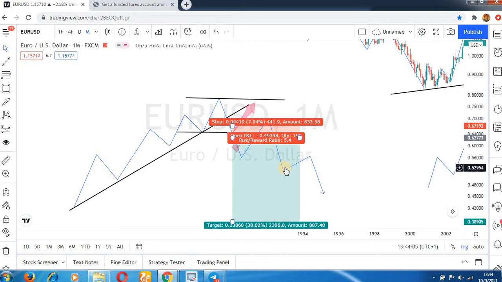So what is the dynamics of this? I will explain it in layman's terms, then we'll come back to forex.